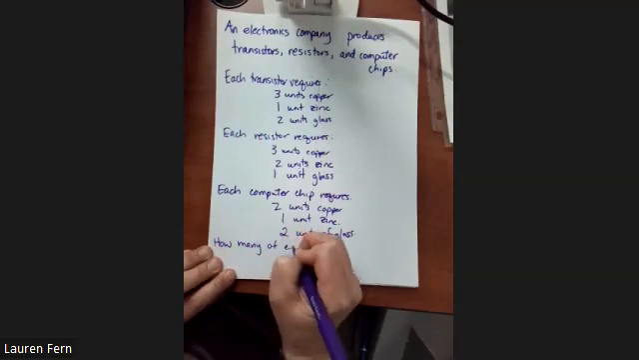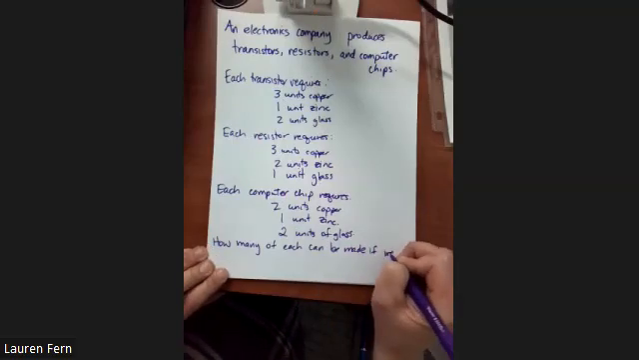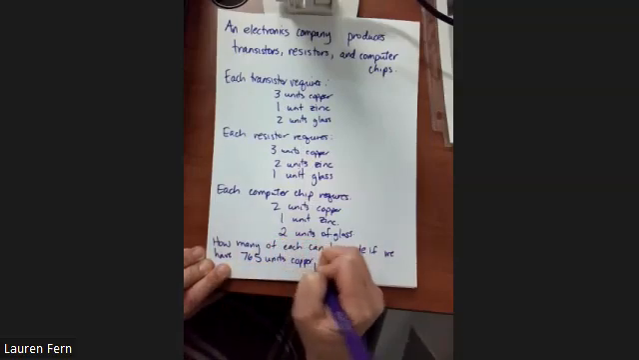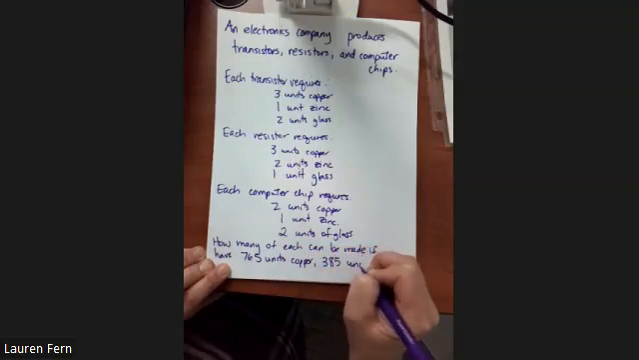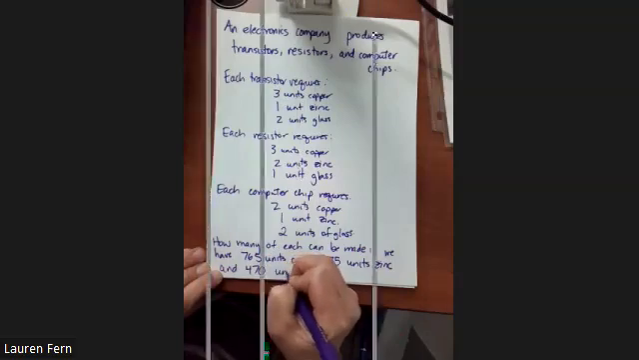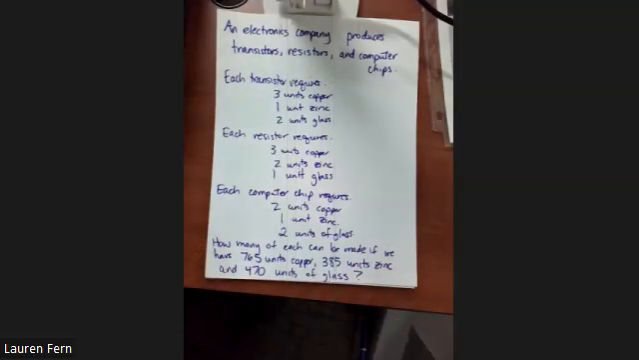How many of each can be made if we have 765 units of copper, 385 units of zinc and 470 units of glass. Whoa, lots of numbers, huh?